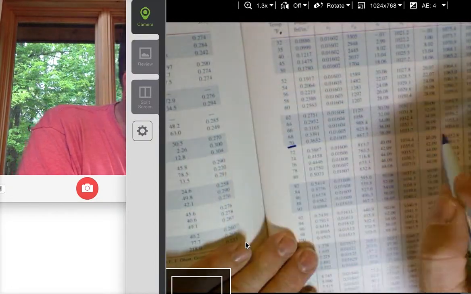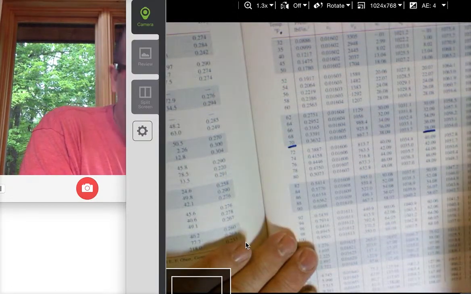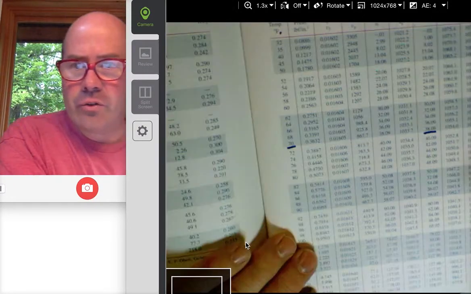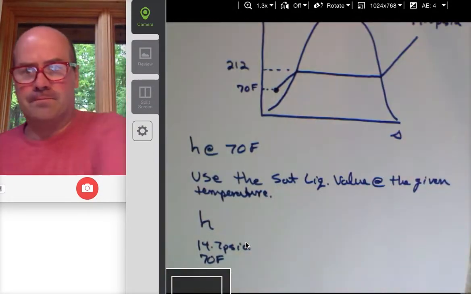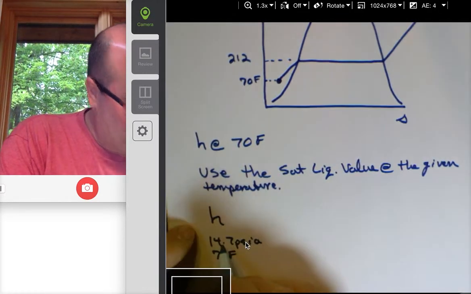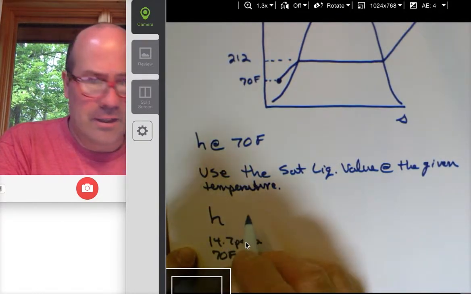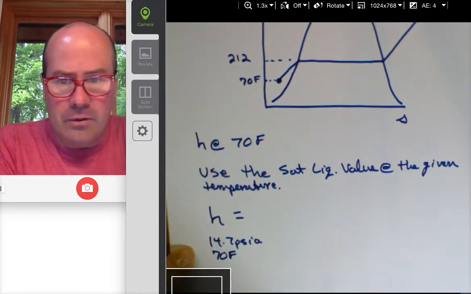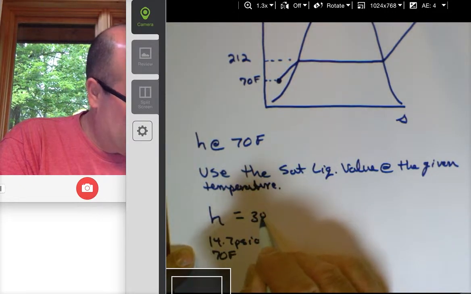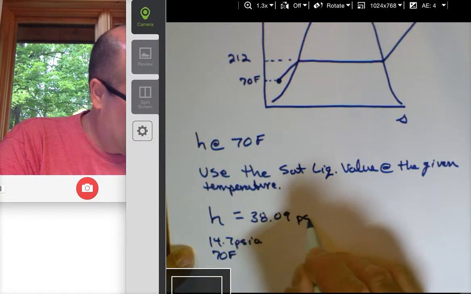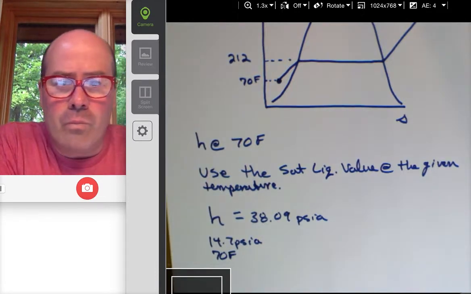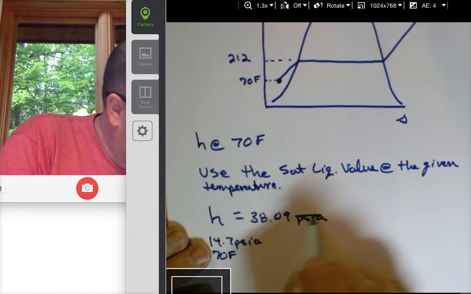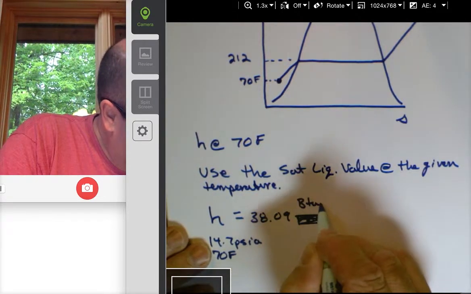70 degrees, HF, 38.09. So H at 14.7 psia and 70 Fahrenheit is 38.09 BTUs per pound mass.